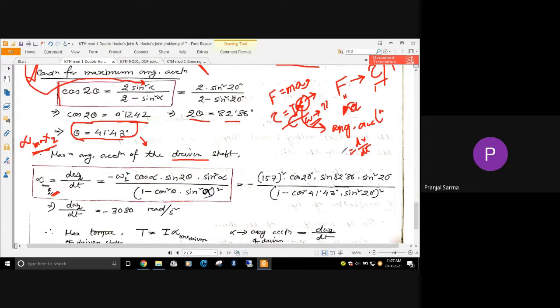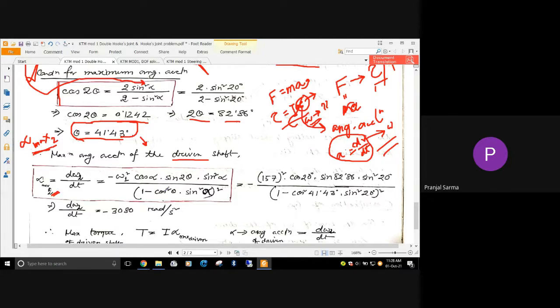In case of linear motion, acceleration is equal to the derivative of velocity with respect to time. Similarly, for angular acceleration, a will be replaced by alpha, and v is replaced by omega. This is for your driven shaft, that's why it is suffix 2. So d omega 2 by dt we can write like this, the known expression: minus omega 1 square into cos alpha into sine 2 theta into sine square alpha, divided by 1 minus... Once or twice if you practice this kind of problem, all of you will be able to recall this expression. There will not be any problem with that.